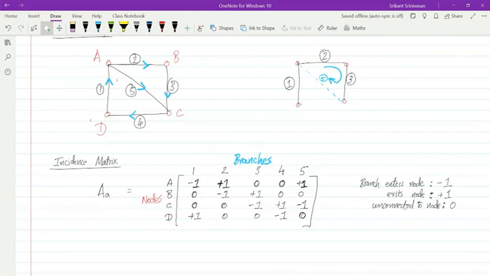Okay. So whenever you draw the incidence matrix, this is like a quick check. Just make sure that all your columns are adding up to 0. I mean, all your rows are adding up to 0. That means you have done all the representations correctly. Supposing they are not adding up to 0, then that means you have missed some connection somewhere. Okay. So that's your incidence matrix.